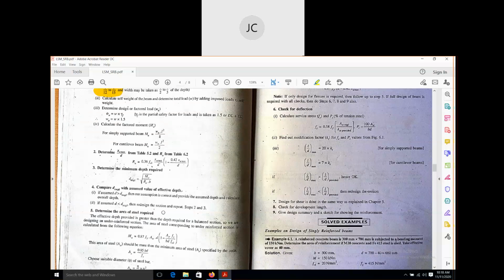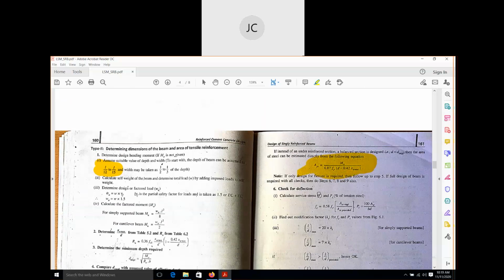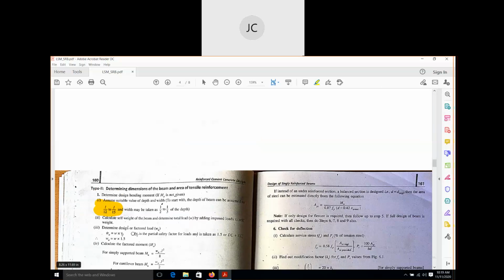Okay, so after getting the dimensions of the beam, we have to find out the area of steel. In that problem they have calculated up to the area of steel. Now you can see here, if only design of flexure is required, then up to step 5 is required. Up to this is our step number 5.